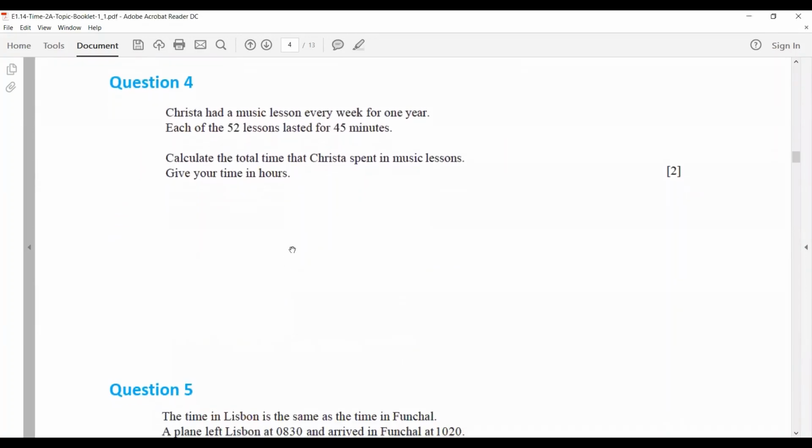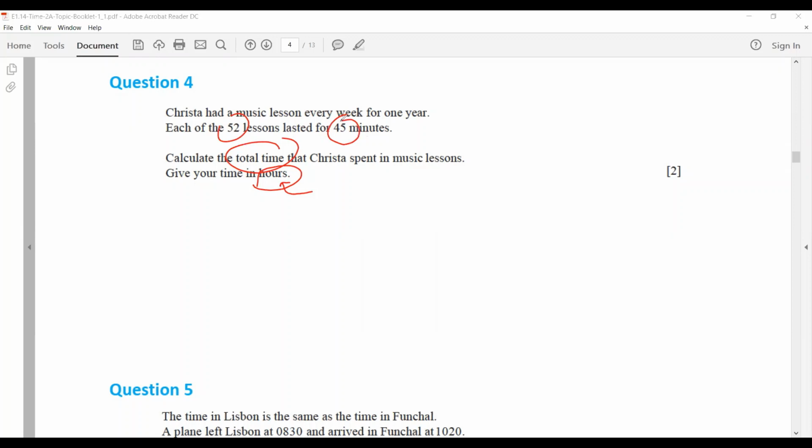Question number 4, Krista had a music lesson every week for 1 year. Okay, each of the 52 lessons lasted for 45 minutes. Calculate the total time that Krista spent in music lessons. Give your time in hours. All right, maybe the last part is a little bit tricky, but the first part, to find the total time, you just have to multiply these two numbers. You can use a calculator for that.